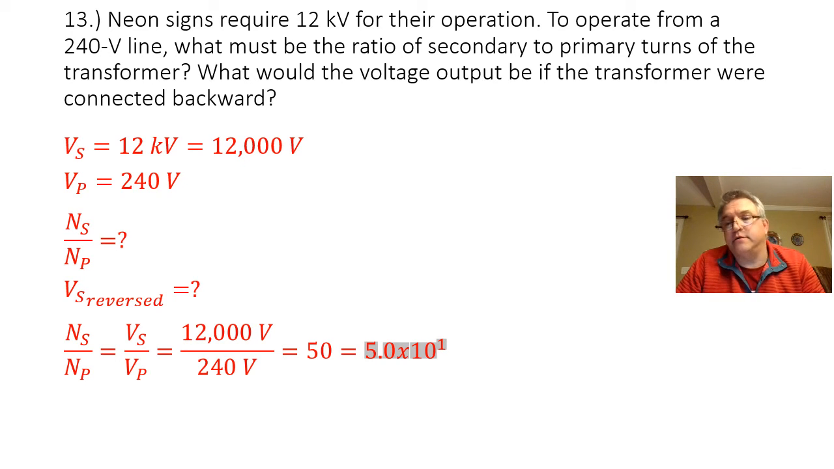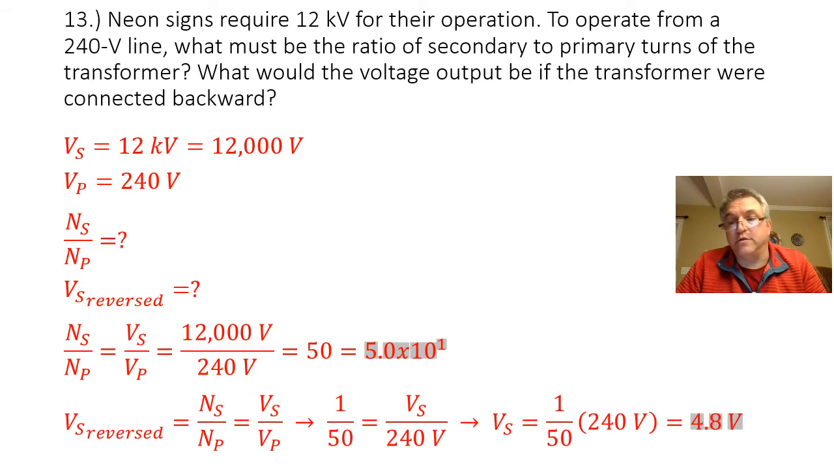Let's try that over. If I have 10 coils on the primary side, I need to have 500 coils on the secondary side. If I have 20 coils on the primary side, I need 1,000 coils on the secondary side.